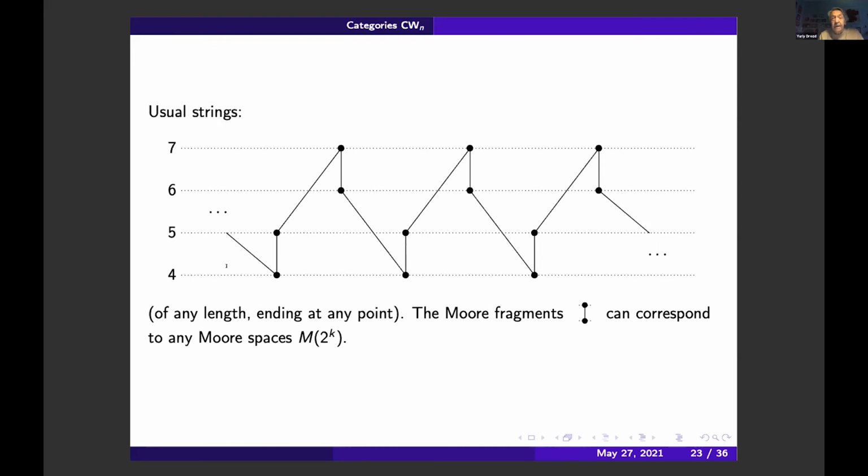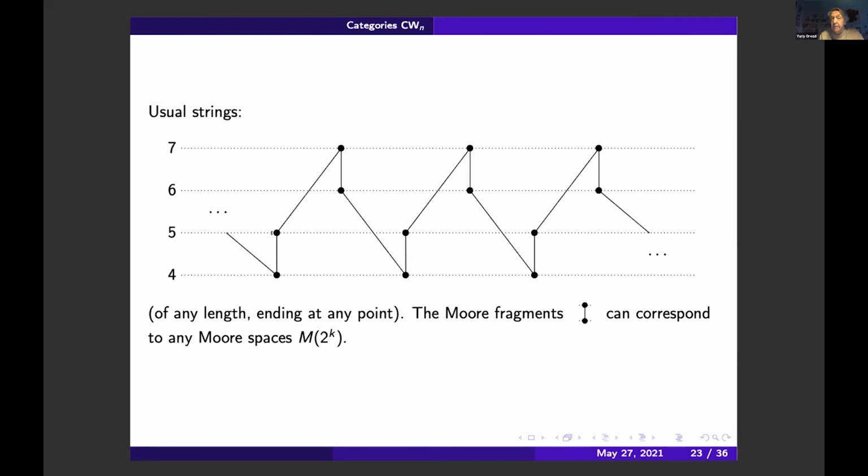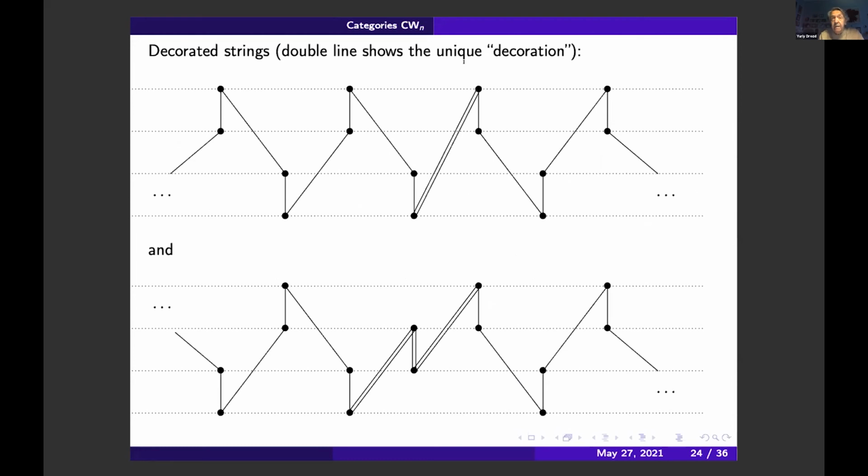Yeah, and it can stop at any point. We can start from here and stop here, and so on. And decorated strings are also this gluing plus some decoration, either this one, this is double hop map, or this one. Yeah, we add one more atom inside.